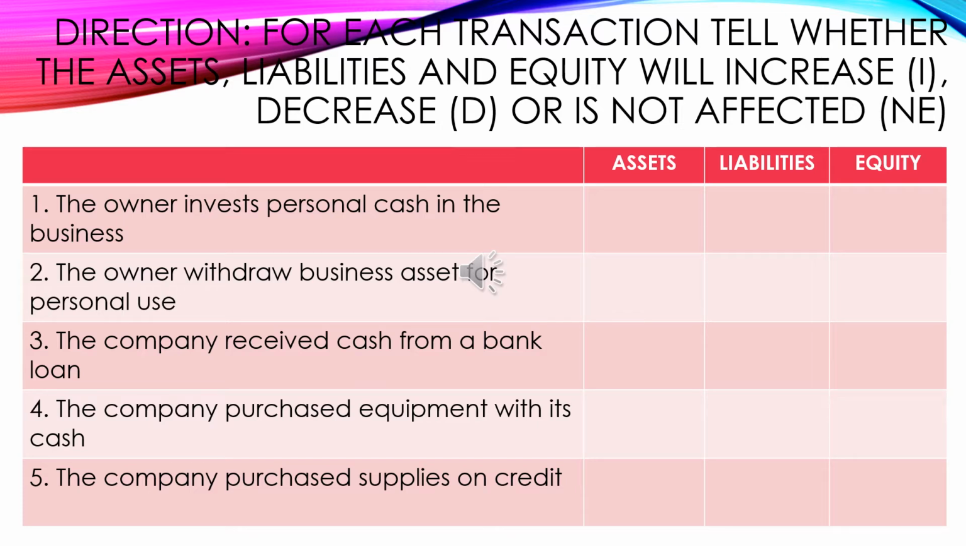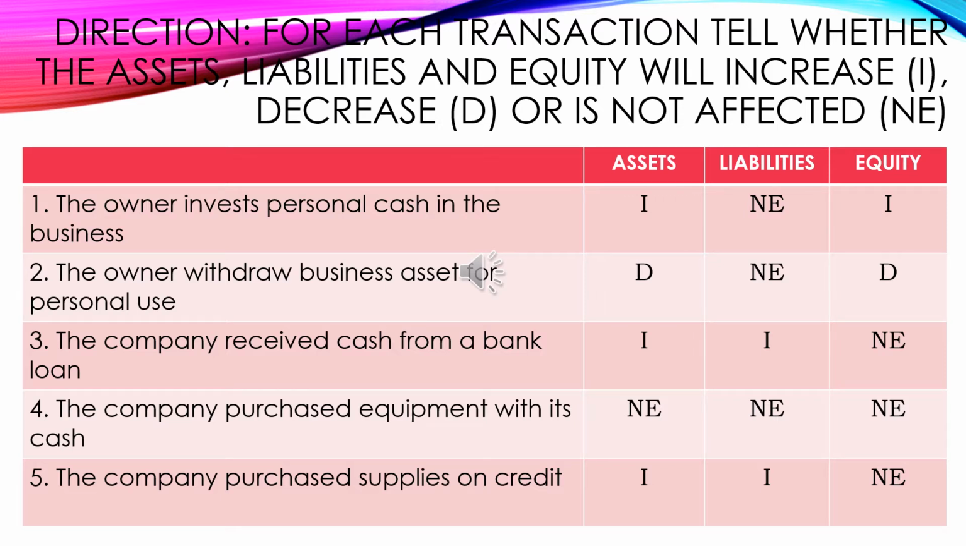And then number 5, the company purchased supplies on credit. So in this case, the company received the supplies but did not pay in cash right away. So when we say on credit, that means that it created future obligations for the business, or that leads to a liability because the company received or purchased supplies but did not pay cash right away. So this is how we analyze the transactions.